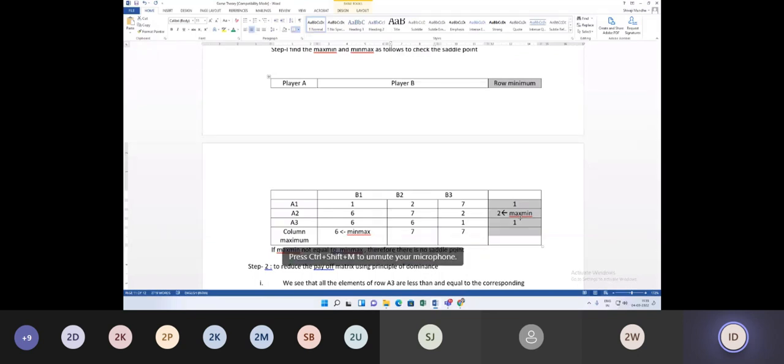Are you with me? Same thing with this. Now, similarly, we have to find out the column maximum.